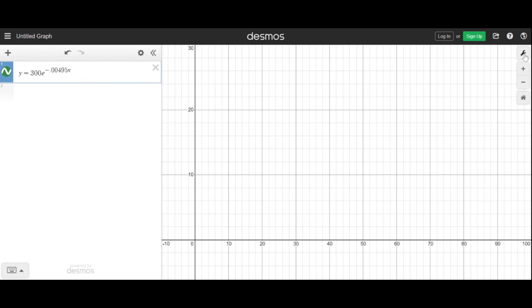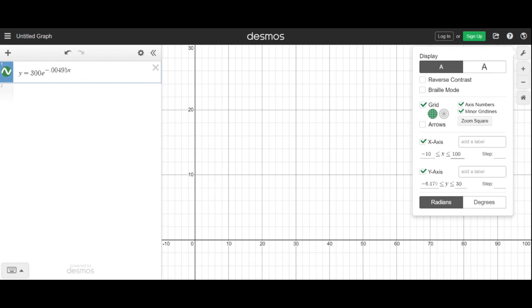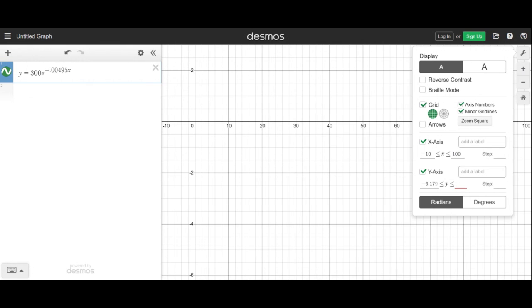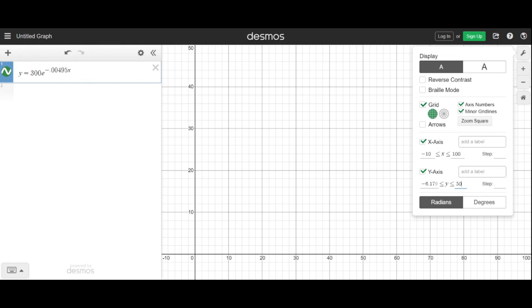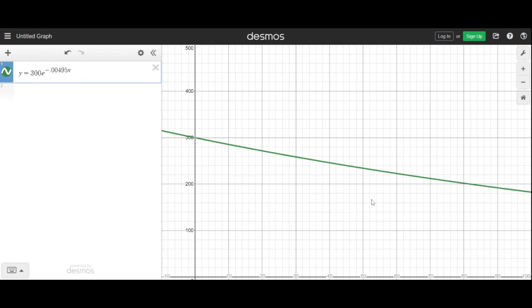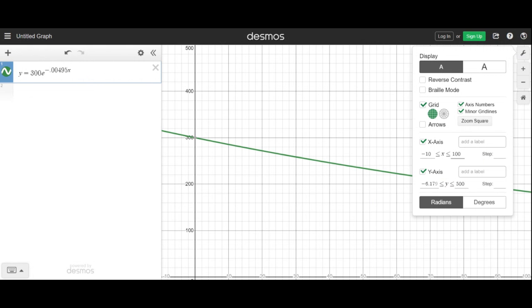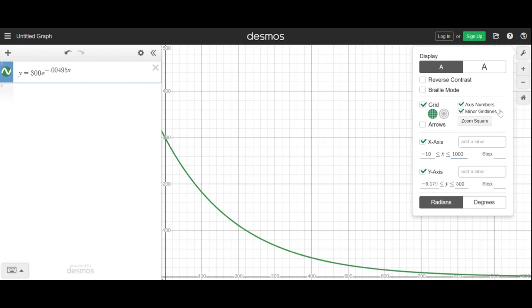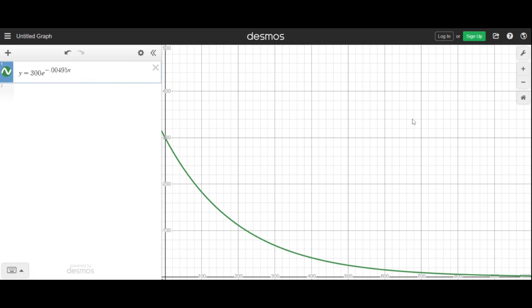That's our initial. I'm going to go ahead and bump up the y maximum to 500, just so I can at least see that y-intercept. And you can see in this case, we're probably going to want to go a little bit further out along the x-axis too, so we can really see what's going on here. I'm just going to make that 1,000 instead. And so we can see that starting value there of 300, that was our initial mass.